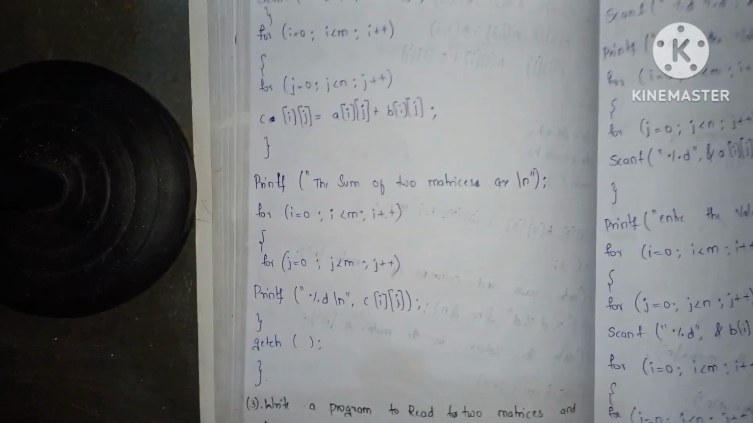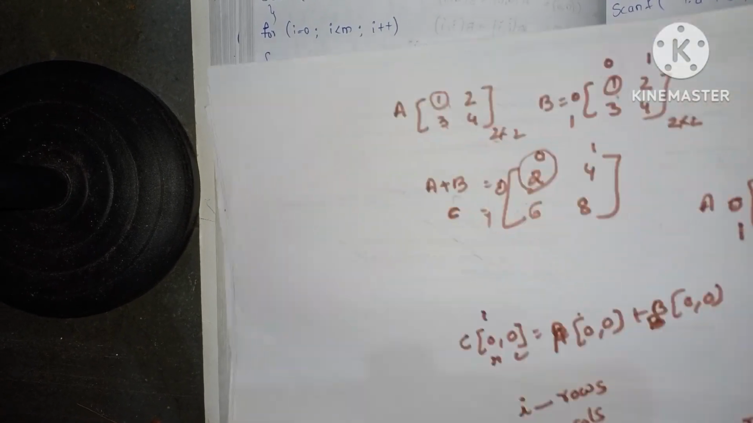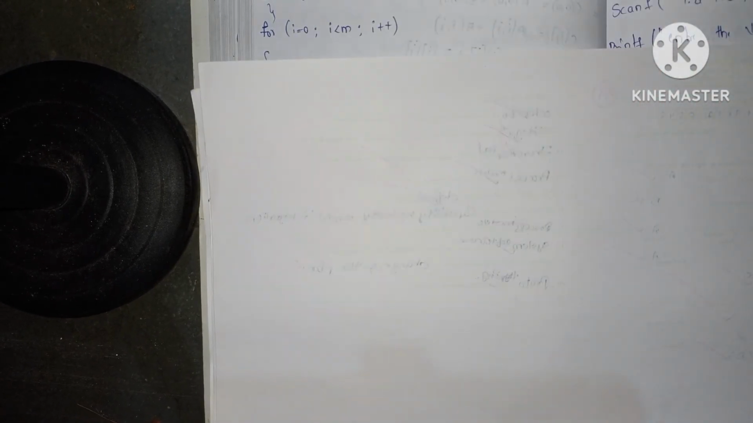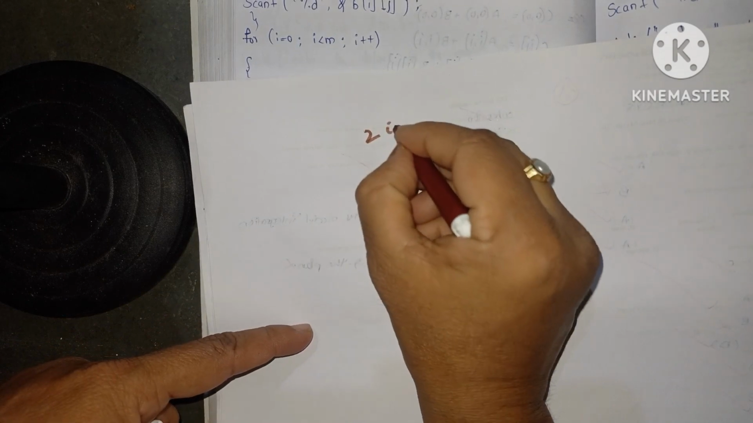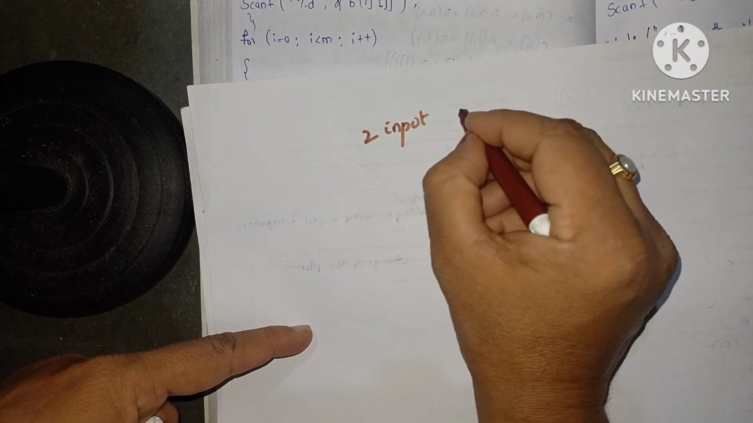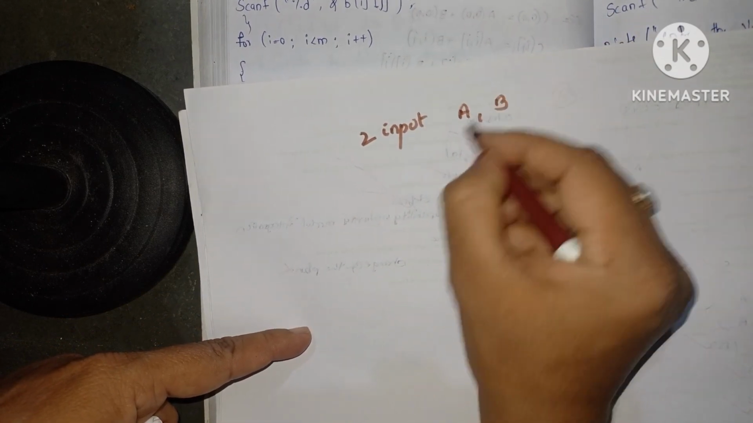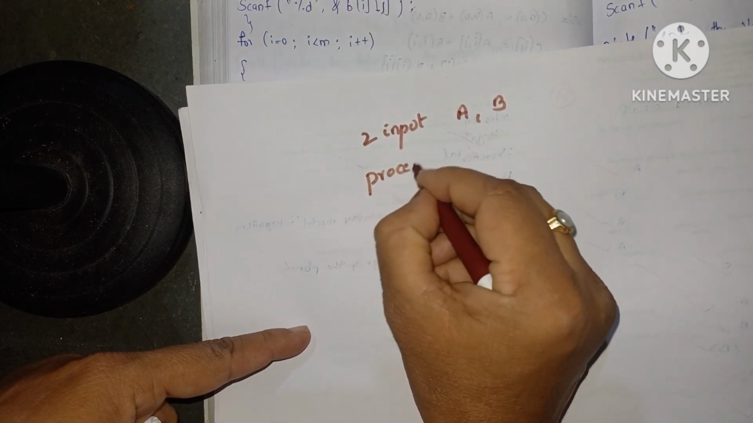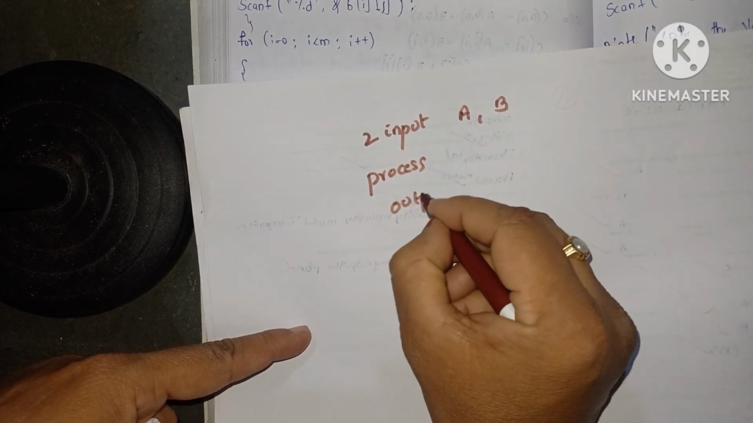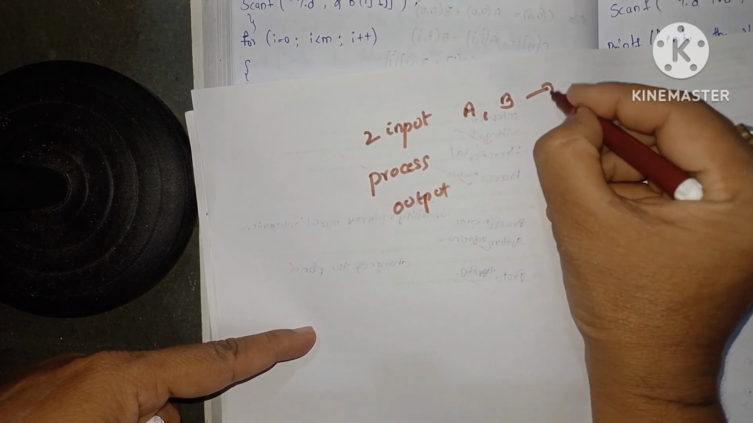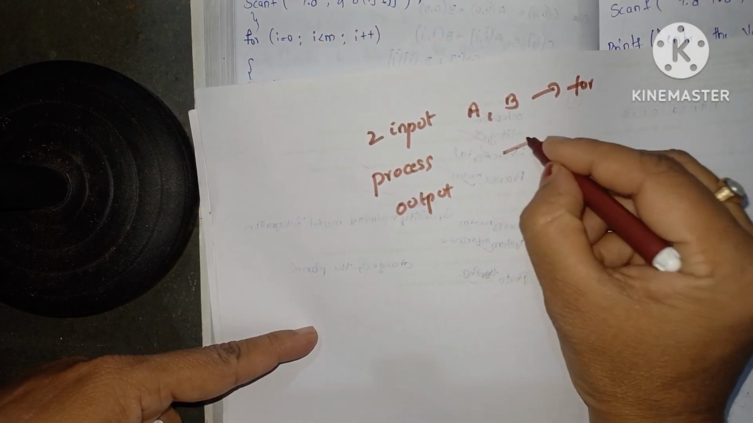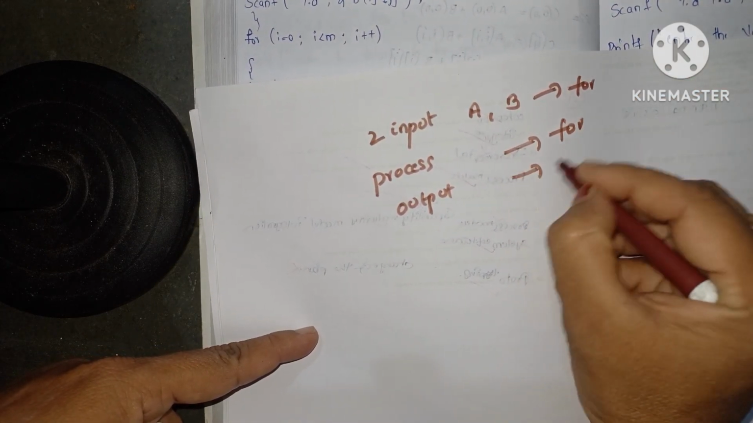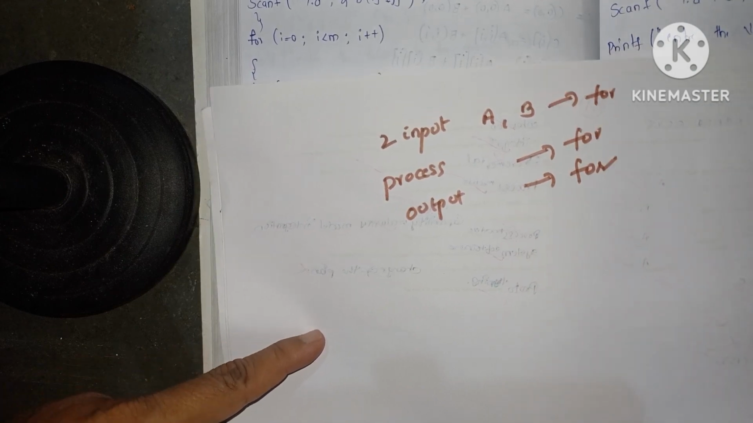For any matrices program, we need two input matrices, A comma B, then processing, then output. Is it clear? For input of matrices we use for loops, for processing we use for loops, and for output also we need for loops. So remember it.